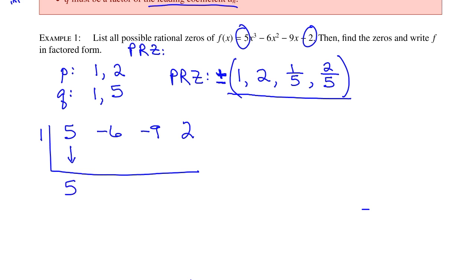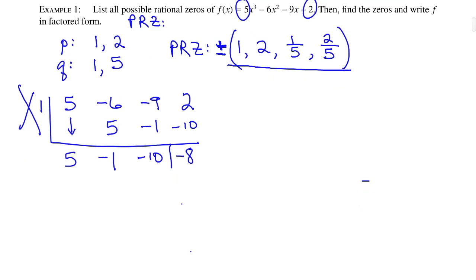Bring down the 5. 1 times 5 is 5. Negative 6 plus 5 is negative 1. Negative 1 times 1 is negative 1. Negative 9 minus 1 is negative 10. 1 times negative 10 is negative 10. We have a remainder of 8. So therefore, 1 is not a rational 0 of this polynomial. Let's try negative 1. And you just try these numbers however you'd like. No rhyme or reason to this yet.